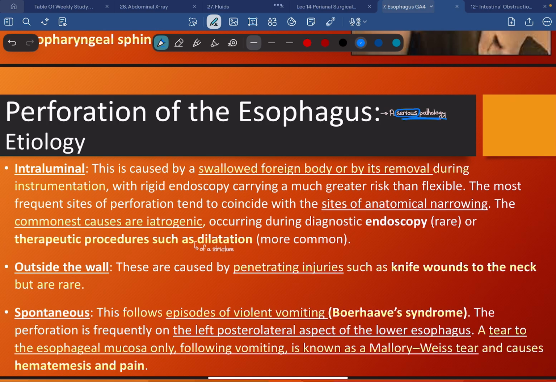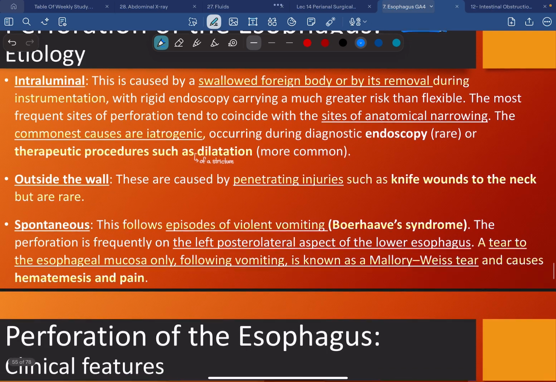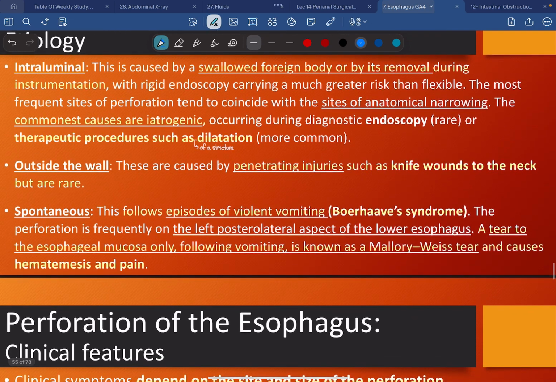What can cause perforation? From inside the esophagus, by a sharp foreign body. If somebody swallowed a sharp foreign body, a child for example, it can result in perforation. The usual sites are the sites of anatomical narrowing of the esophagus.